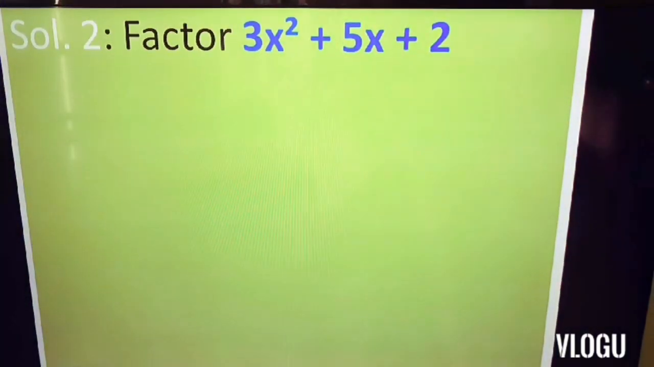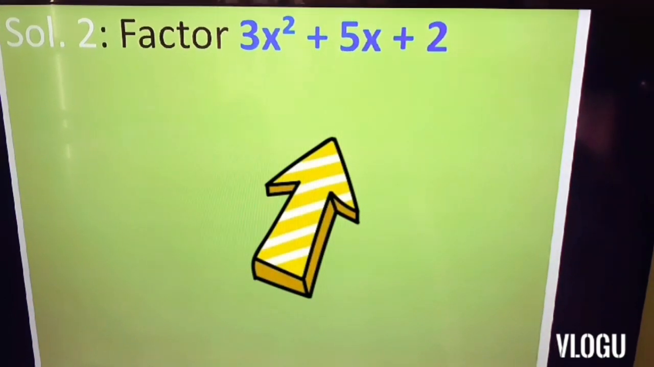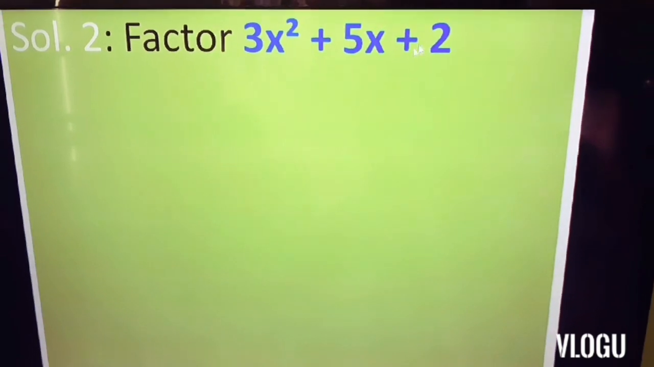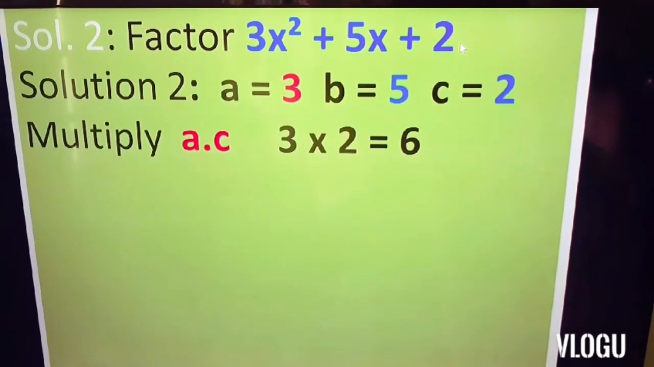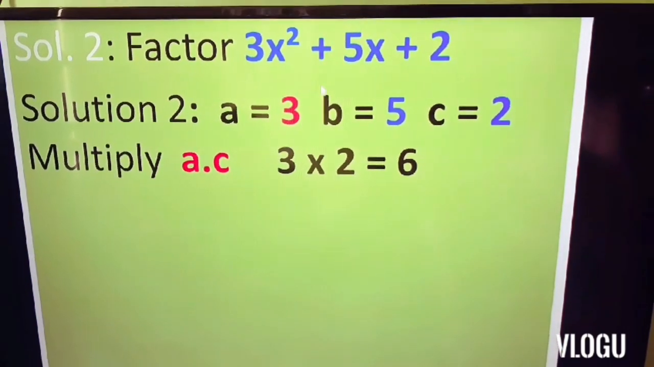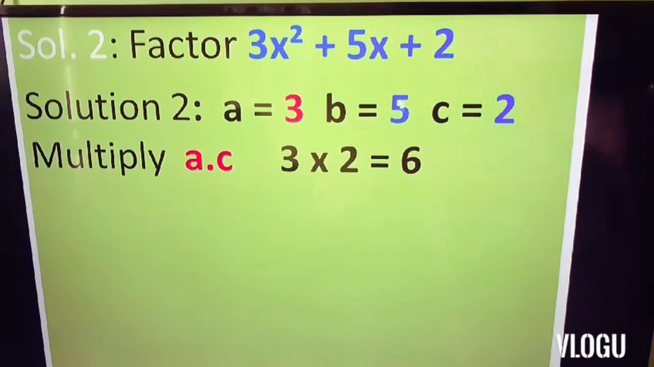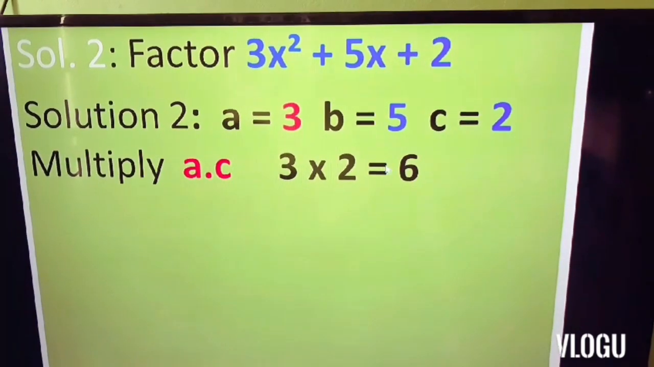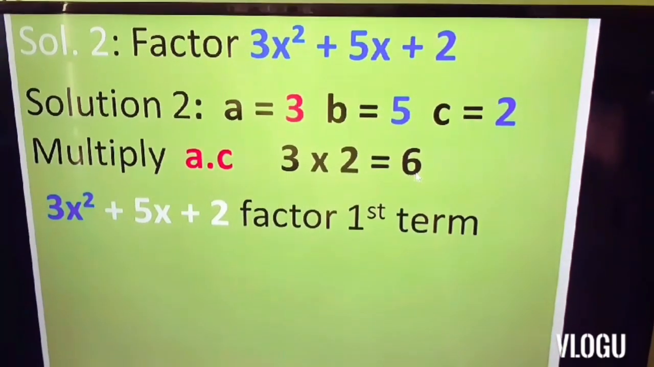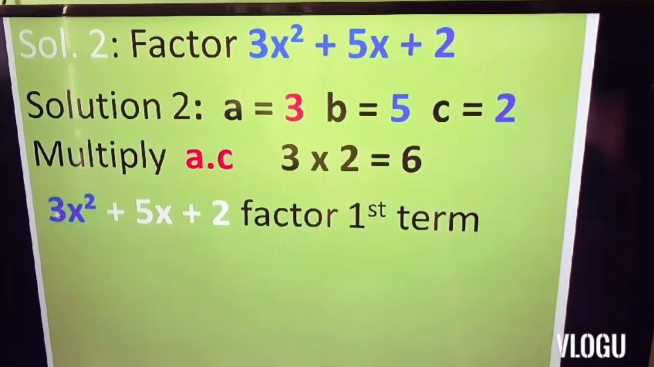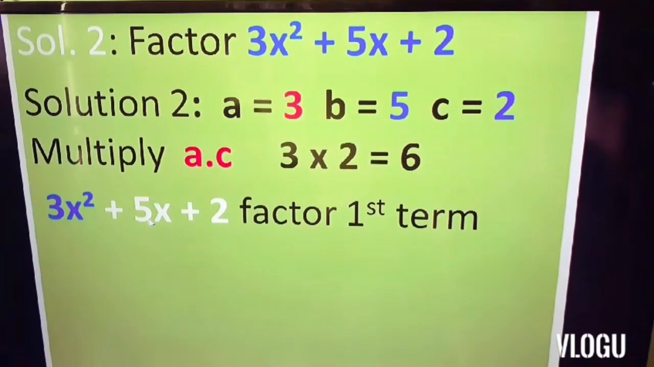Now, for solution number 2, I have again the example that we have earlier. We're going to find out the factors of 3x squared plus 5x plus 2. So our solution number 2, of course, we have also to find the value of your A, your B, and your C. Then multiply A times C, that is equals to 6. I have to rewrite the original problem, which is 3x squared plus 5x plus 2.